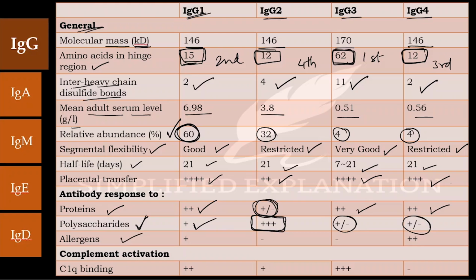Then allergens. Which IgG was induced by the allergens? We had seen it was the IgG4 subclass. So yes, this is the IgG4 subclass which is getting induced by allergens. It's showing maximum response. It's absent in IgG2 and IgG3. It's okay in IgG1. And for complement activation, C1q binding, IgG1, 2 and 3 will bind, but IgG4 will not be binding. So these are some of the classifications, and how we can brief them in a single table to understand in a much simpler way.